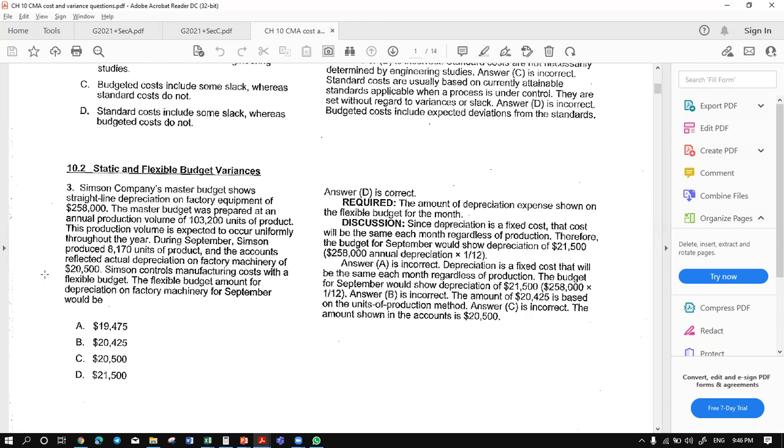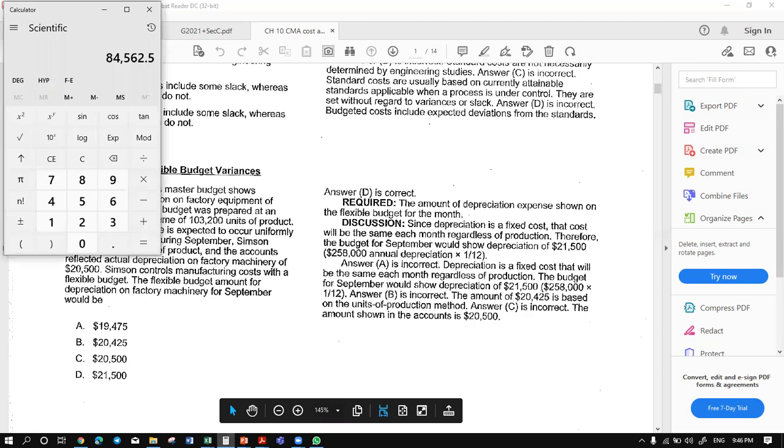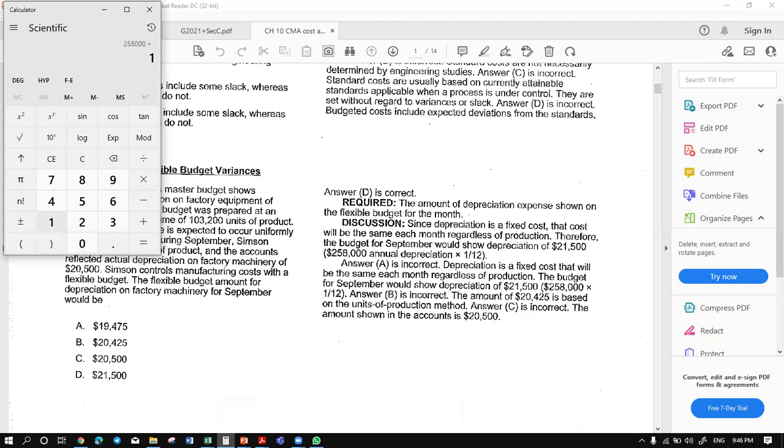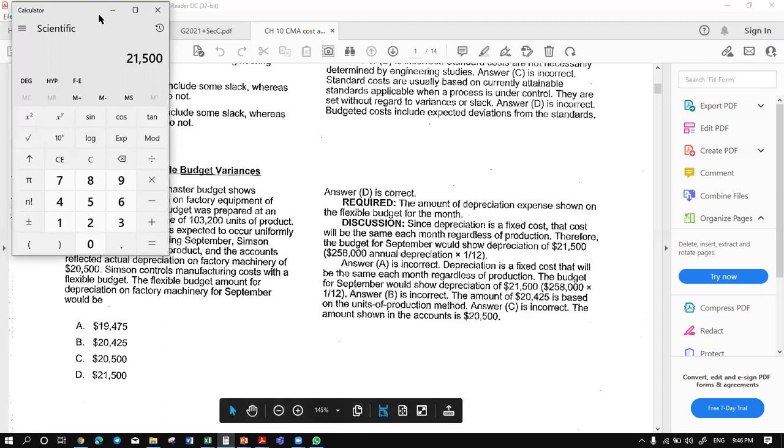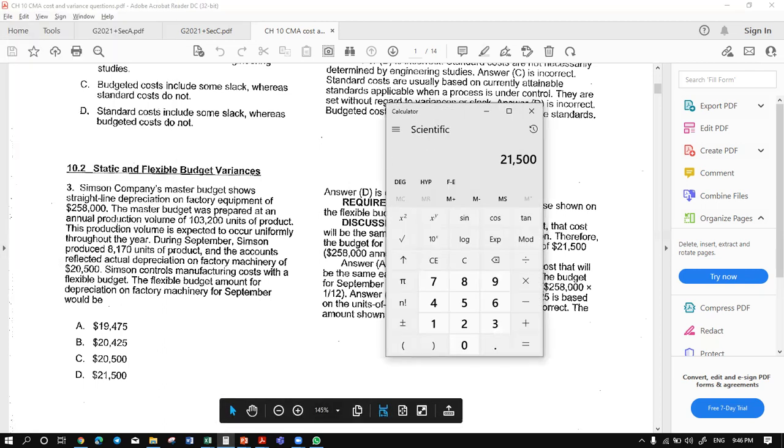So 258,000 is the cost, and if you divide by 12 months, how much will it be? 258,000 divided by 12, how much is coming? 21,500. Our factory equipment depreciation is 258,000 yearly, but we are calculating only for September. So we will divide by 12 months, and the monthly amount will come.